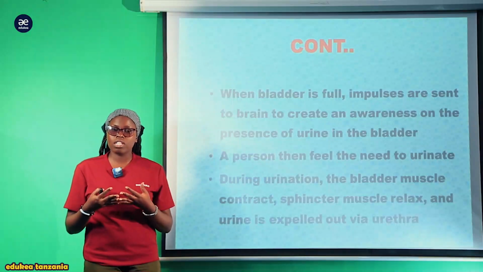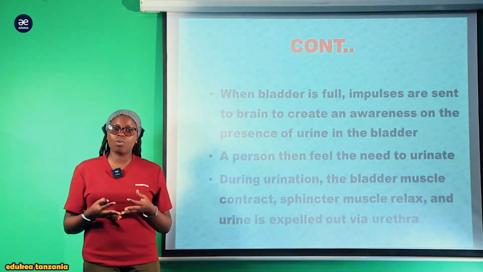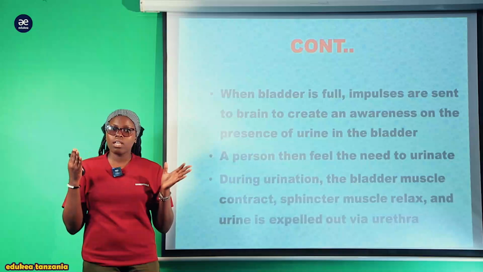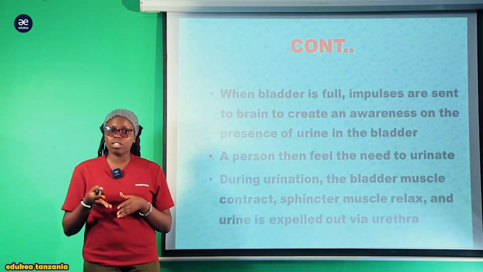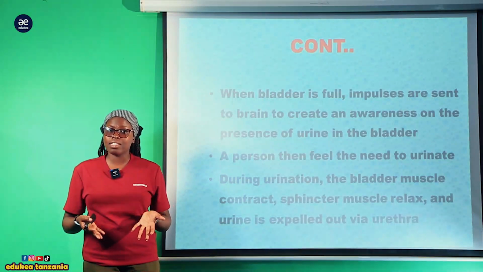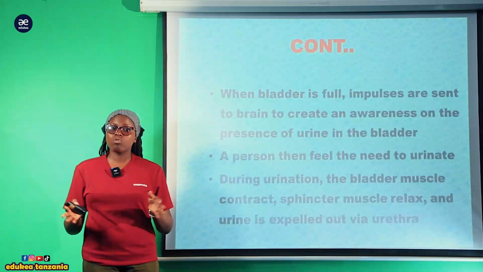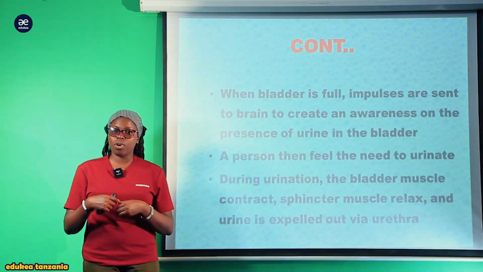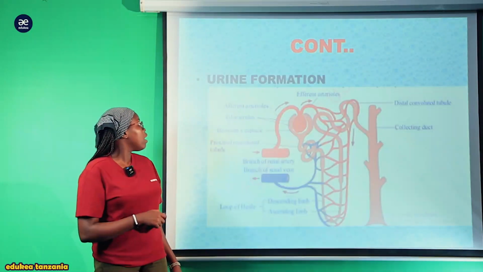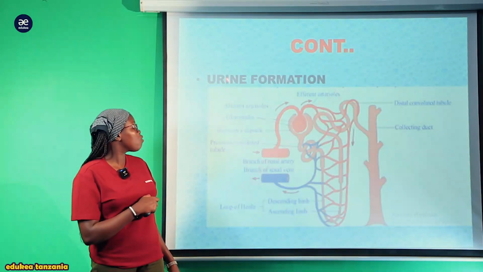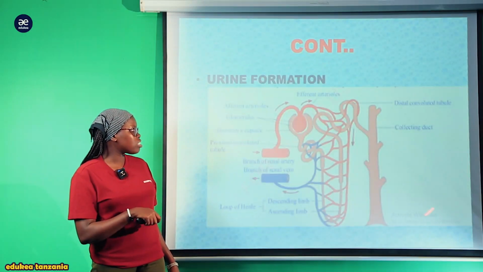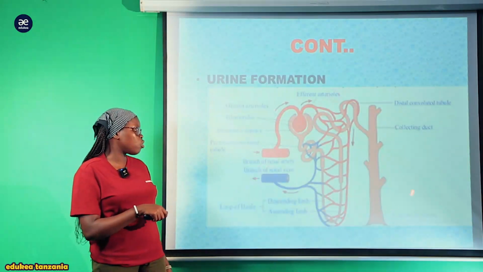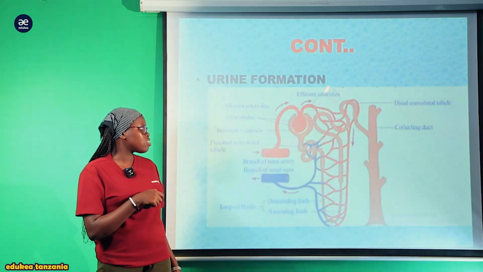Wakati wa kukojoa kuna sphincter muscle, ambayo sphincter muscle kazi yake ni kuweza kucontrol kufunguka na kufunga during the urination process. Kwa hiyo inapokuwa ina relax inakuwa inaruhusu mkojo kupita, na inapokuwa ina contract yenyewe inakuwa inafunga. And this is the whole structure ya urine formation ambayo tumeangalia hapa ni structure ya nephron ambayo ni functional unit of the kidney. This is how it looks like.